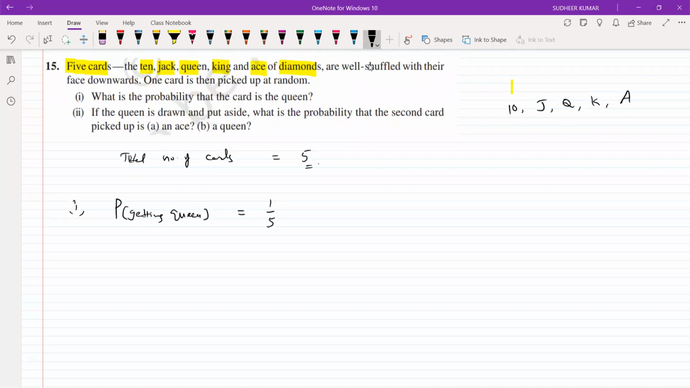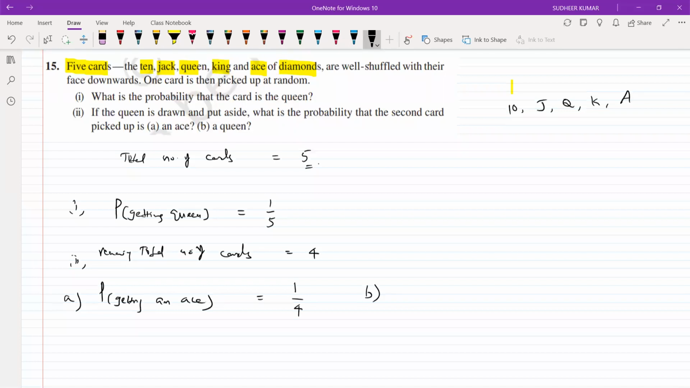Next, the second one is, if the queen is drawn and put aside, so you should write a queen is drawn and put aside. So the remaining cards, total number of remaining cards will be 4. Now probability of getting an ace: there is only one ace, so this is 1 by 4.